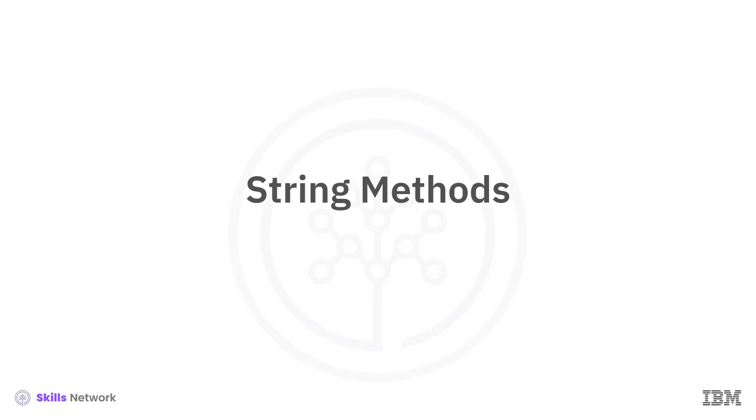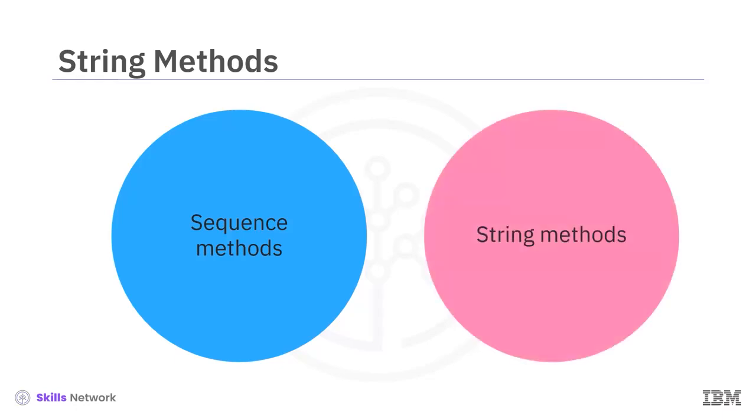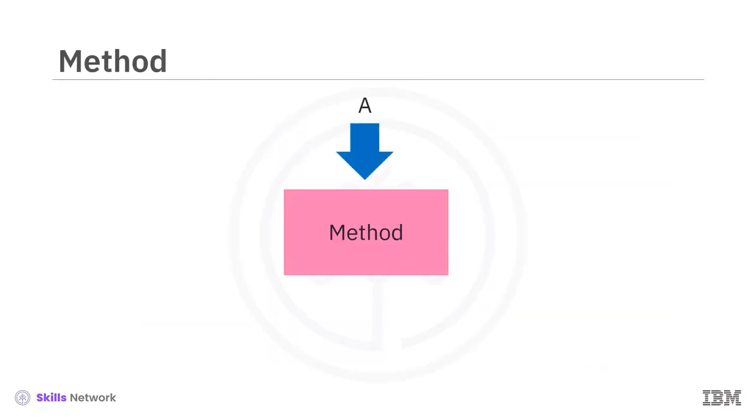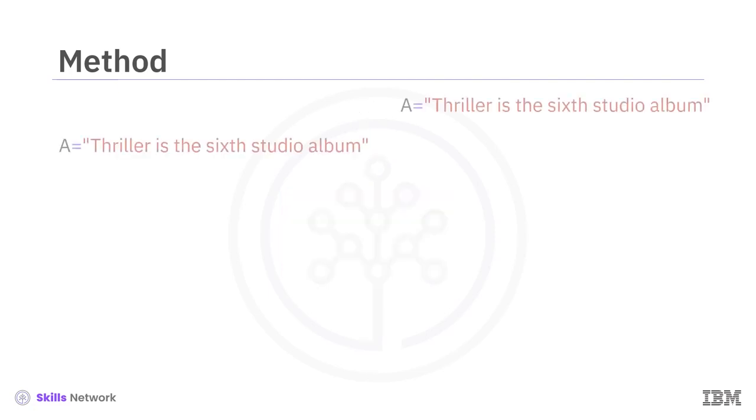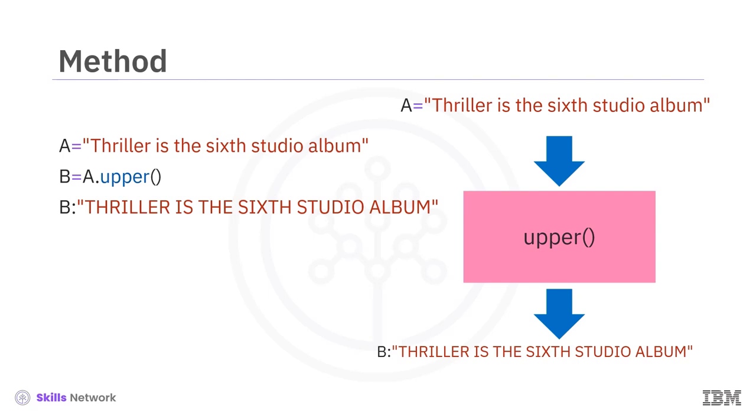Now let's take a look at string methods. Strings are sequences and, as such, have methods that work on lists and tuples. Strings also have a second set of methods that just work on strings. When we apply a method to the string A, we get a new string B that is different from A. Let's do some examples. Let's try the method upper. This method converts lowercase characters to uppercase characters. In this example, we set the variable A to the following value. We apply the method upper and set it equal to B. The value for B is similar to A, but all the characters are uppercase.